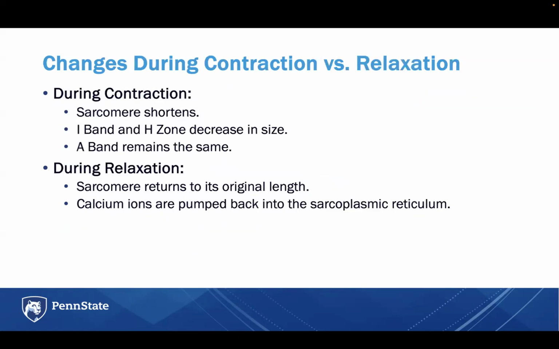The changes during contraction versus relaxation are as follows. During contraction, the sarcomere shortens significantly, and the I band and the H zone decrease in size. While, as I mentioned earlier, the A band remains the same because it is formed mostly of thick filaments which do not slide at all. During relaxation, the sarcomere returns to its original length, and calcium ions are pumped back into the sarcoplasmic reticulum. We'll explain the role of calcium ions within muscle cells later in this presentation.